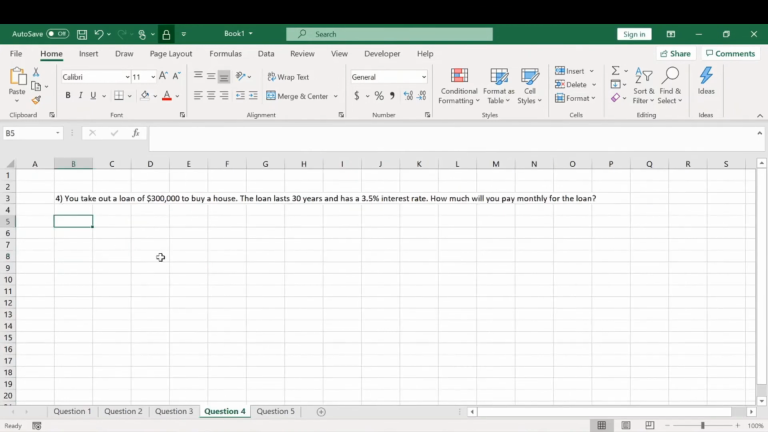All right, good stuff, guys. All right, question four. You can take out a loan of $300,000 to buy a house. The loan lasts 30 years and has a 3.5% interest rate. How much will you pay monthly for the loan?